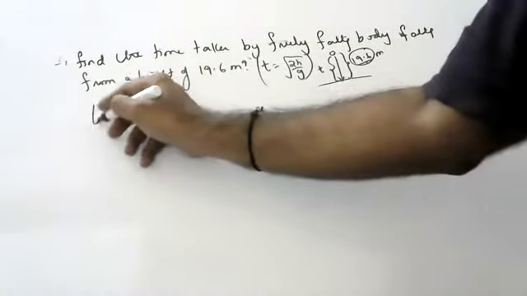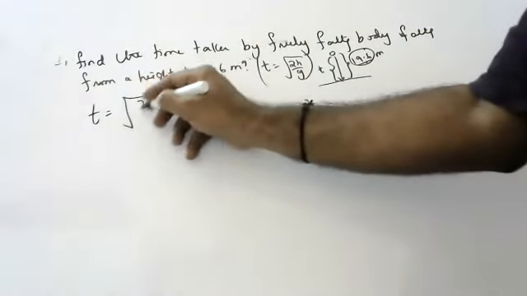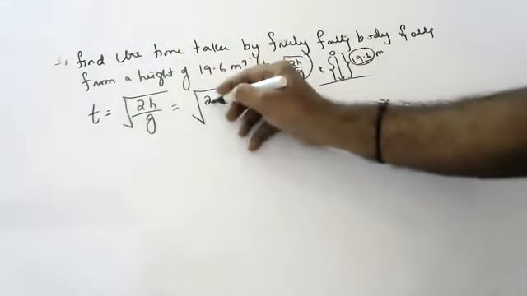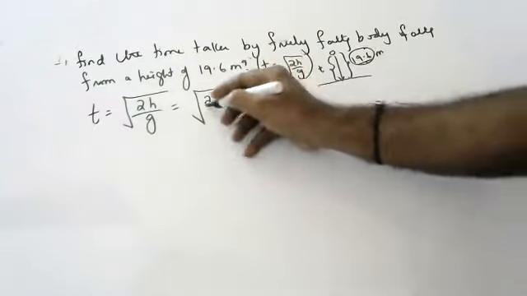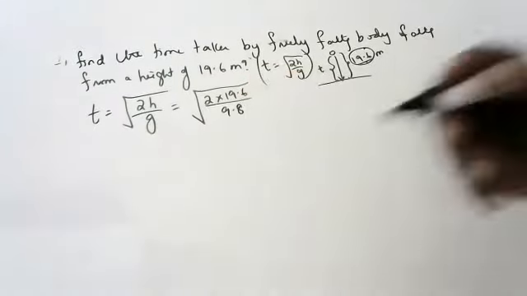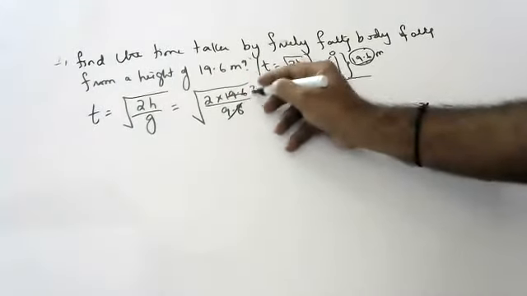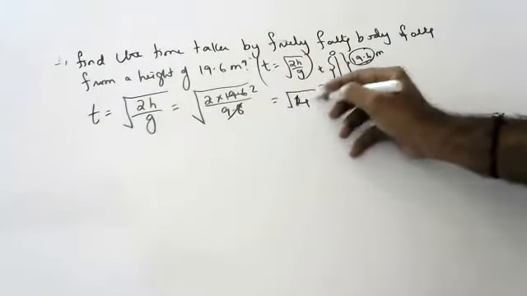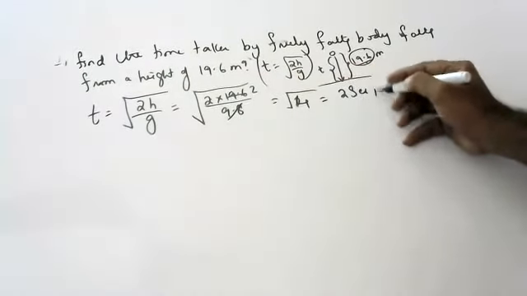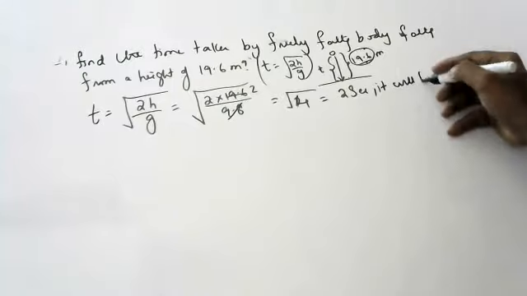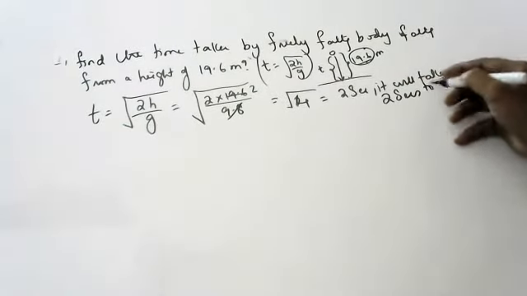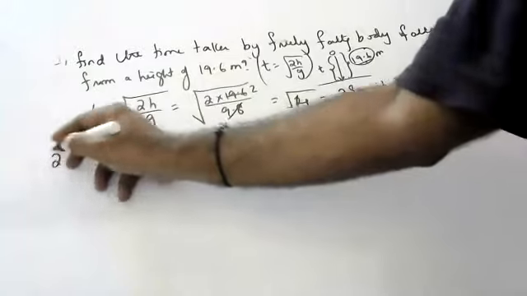Yes, children. t is equal to root of 2h by g. So 2 into 19.6. The g value is always 9.8. So 9.8 twos are 19.6. Root of 2 twos are 4. Root 4 is 2 seconds. It will take 2 seconds to reach the ground. Like this, you have to do. One more question.